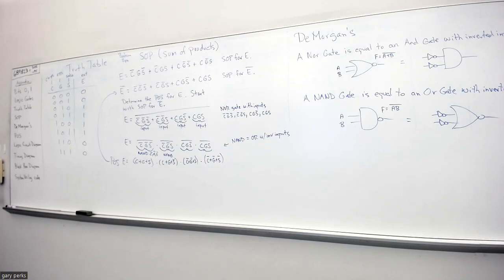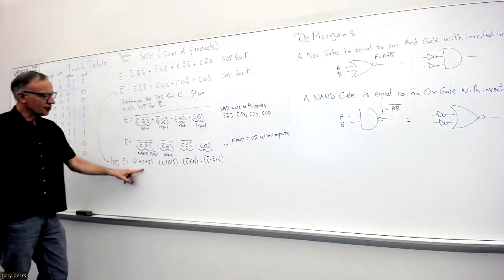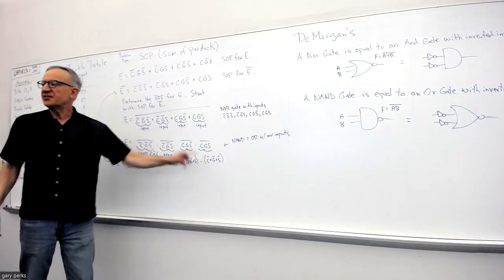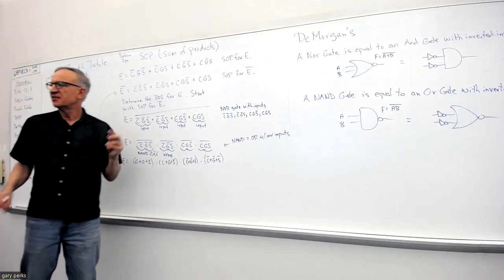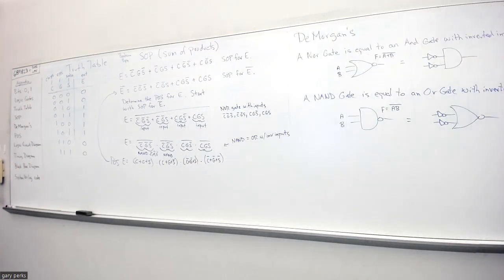If you understood where that SOP diagram came from, then you should be able to tell me what the POS diagram would look like. Because in the POS, the terms are ORed, and then the terms are all ANDed together. So what's the POS logic diagram going to look like?